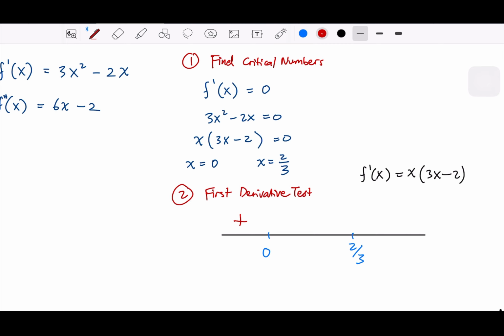We could have positive signs, right? And then the next is in between the numbers 0 and 2/3. We could check 1/3. Putting 1/3 inside, it is going to be negative, and then if we put 1 for the right interval, we get the positive sign. So this positive, negative, positive is indicating our increasing or decreasing function.